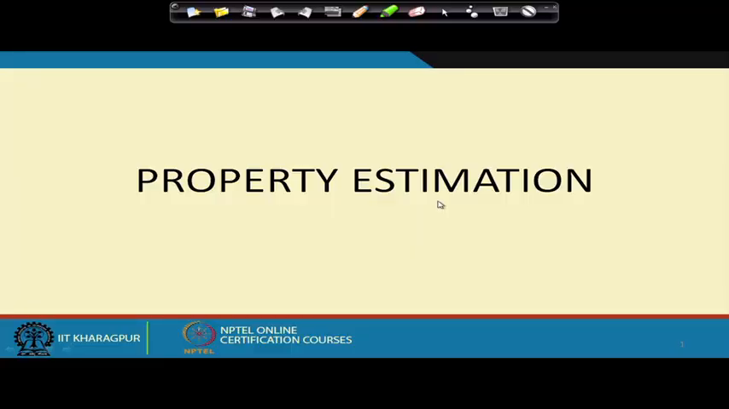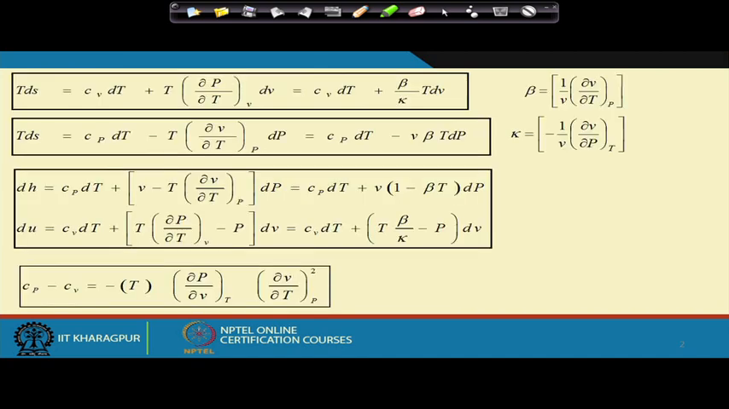Well, so today we are going to discuss the property estimation of real gases and other substances, of course, but they will be primarily confined to real gases. Now, a quick recap before we go for the property estimation part. If you remember, in the last class, or rather a few classes before this, what did we do?